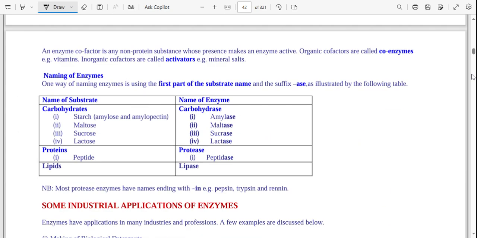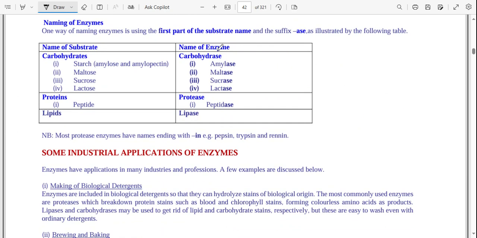Okay. Now, how do you get to name enzymes? You name enzymes depending on the molecule they're acting on. If the molecule is a starch, now starch is made up of two things, amylose and amylopectin. So just get the amylose. We'll remove the last three letters of amylose, OSE, and substitute it with ASE. Enzymes will always end in ASE.